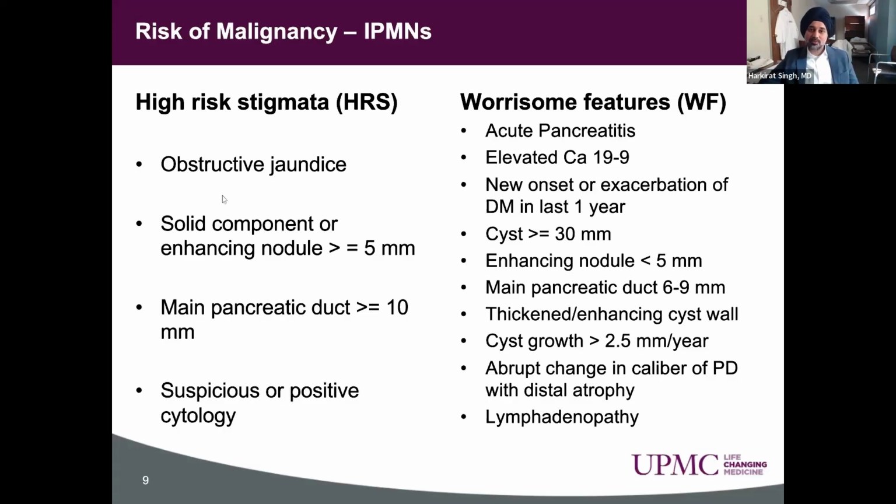So if a cyst causes obstructive jaundice, if there is a solid component within the cyst which is enhancing on imaging, a CT or an MR or an ultrasound, and is greater than or equal to 5 millimeters in size, if the main duct of the pancreas is involved and goes above 10 millimeters, or if sampling of that cyst was done and it was suspicious or positive for something bad like high-grade dysplasia or malignancy, these are called high-risk stigmata.